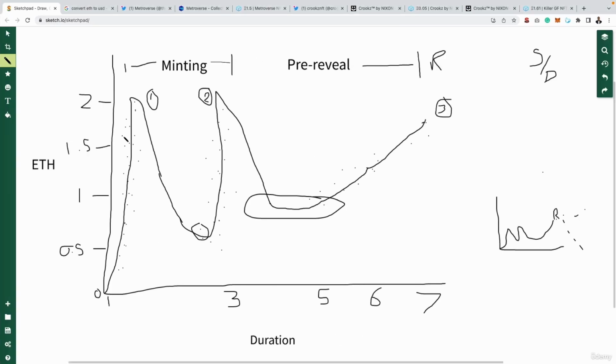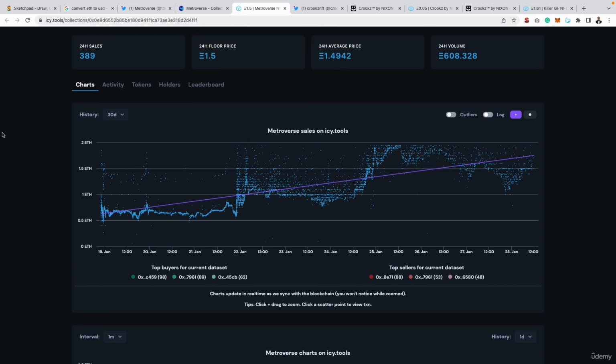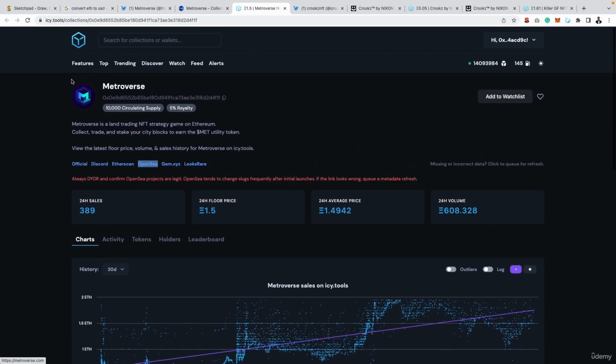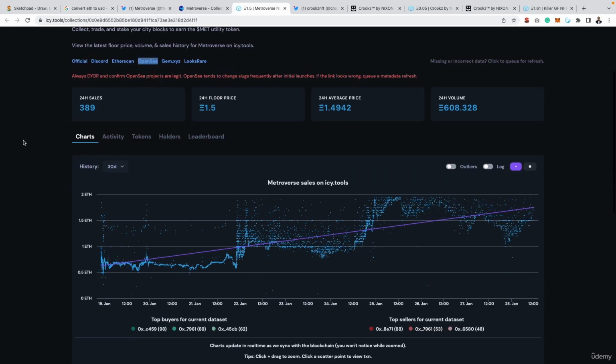So if we're following the chart I just showed you, we should see a big increase in volume on the 18th. We should also see it come a little bit back down and then go back up again on the 19th. So let's go ahead and look at the real data for this Metroverse project. So I have that open already in this tab. Now, don't worry about what this tool is. I'm going to run through it in a lot of detail in the next video.